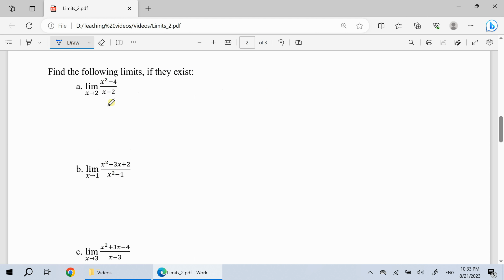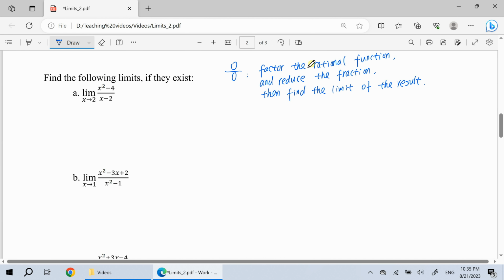Next, let's work on these 3 limits. Every one is in 0 over 0 form at each given x value. The strategy is to factor the rational function and reduce the fraction, then find the limit of the result. Like for this one, when x is 2, the numerator and denominator both are 0.